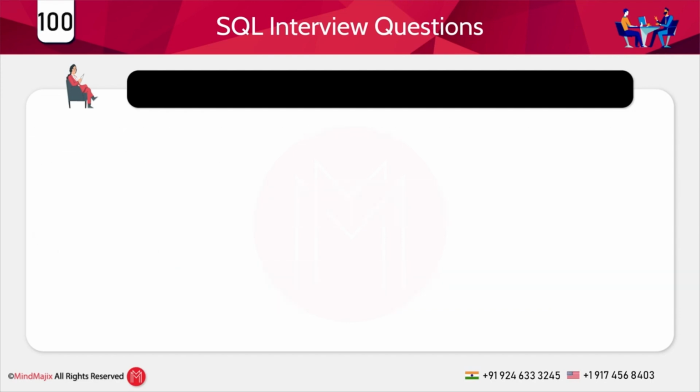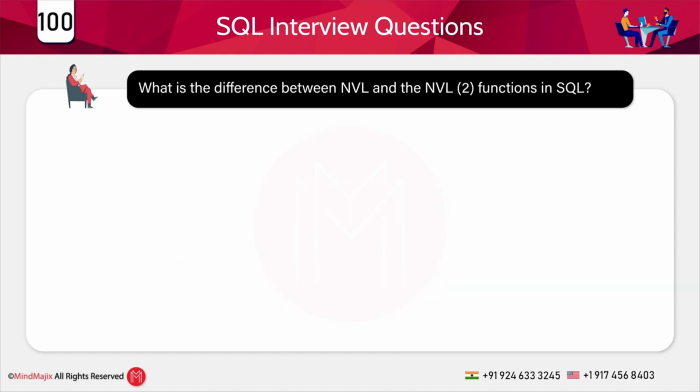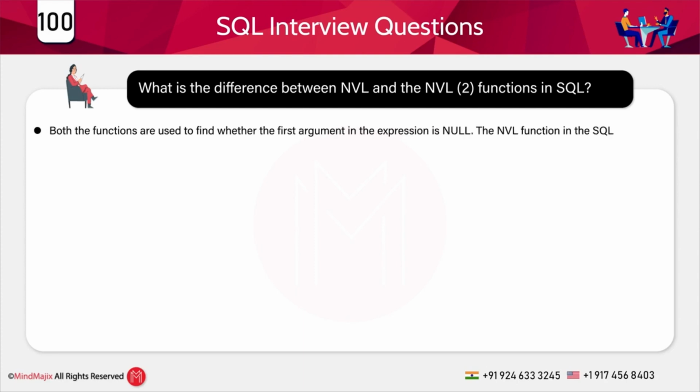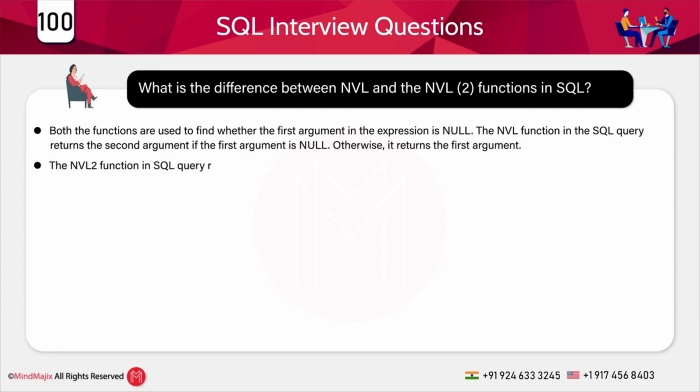The next question over here is, what is the difference between NVL and NVL2 functions in SQL? Both the functions are used to find whether the first argument in the expression is null. The NVL function in the SQL query returns the second argument if the first argument is null. Otherwise, it returns the first argument. The NVL2 function in SQL query returns the third argument if the first argument is null. Otherwise, the second argument is returned. I hope this highlights the difference between NVL and NVL2 functions.